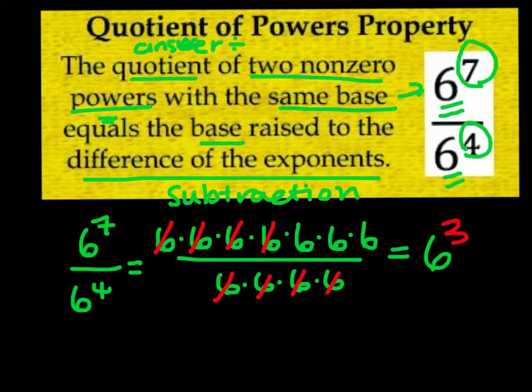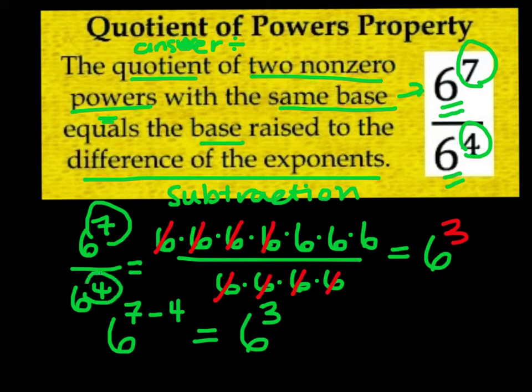Now if we relate that back to this quotient of powers property, we can say 6 to the 7th minus 4 is equal to 6 to the 3rd power. That is taking those exponents that we were initially working with and subtracting them, the top one first, and then subtracting the last, the bottom one. And so we get 6 to the 3rd power. Same answer, two different ways of doing it. So now let's practice a couple of problems.